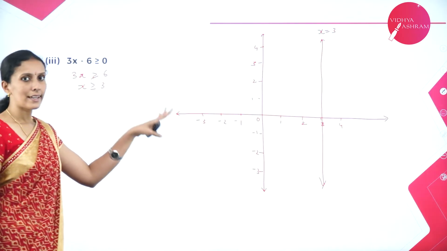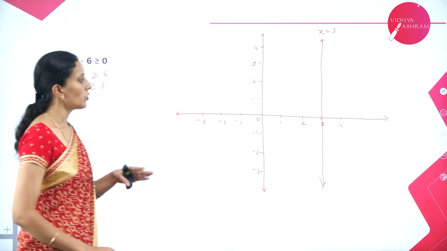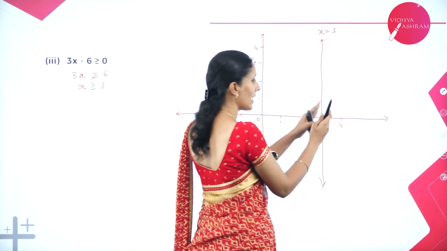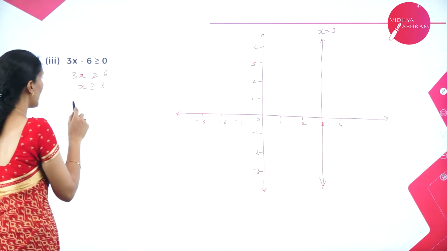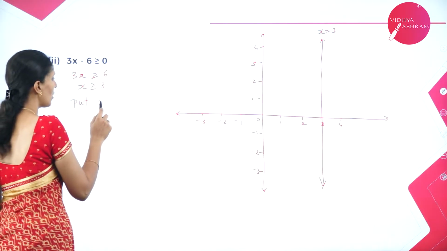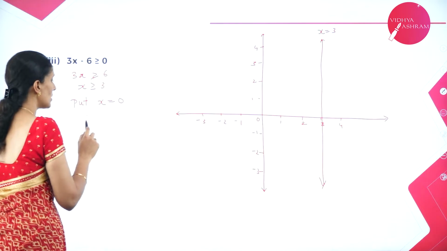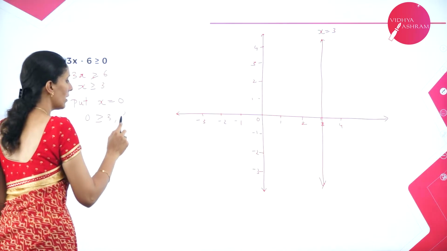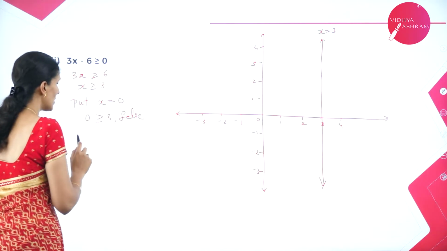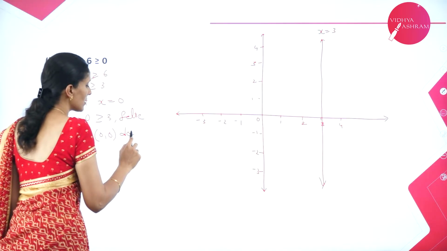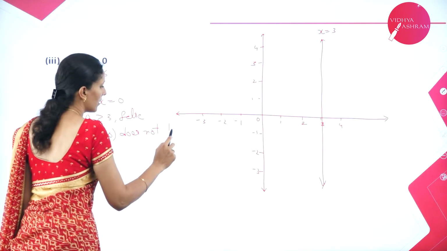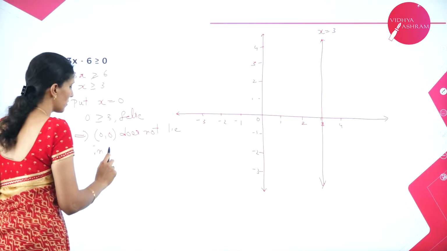Now x is greater than or equal to 3. To see whether the solution region lies on the left side or right side of the line, let us take x is equal to 0. Put x is equal to 0 there. So 0 greater than or equal to 3, which is false. So this means 0, 0 does not lie in the solution region.